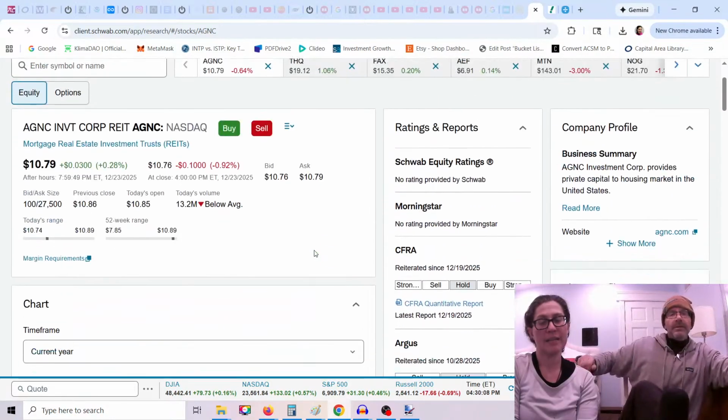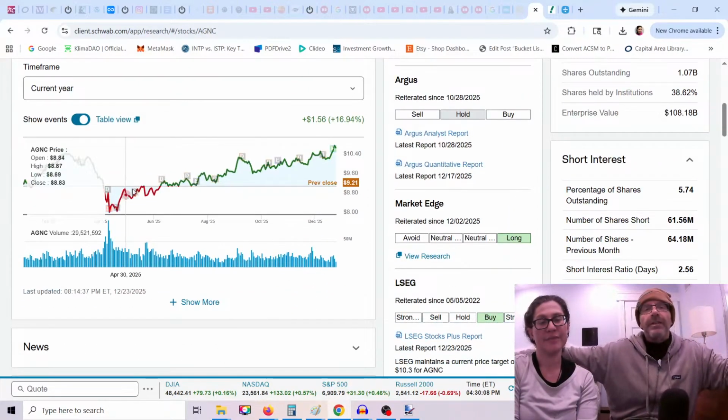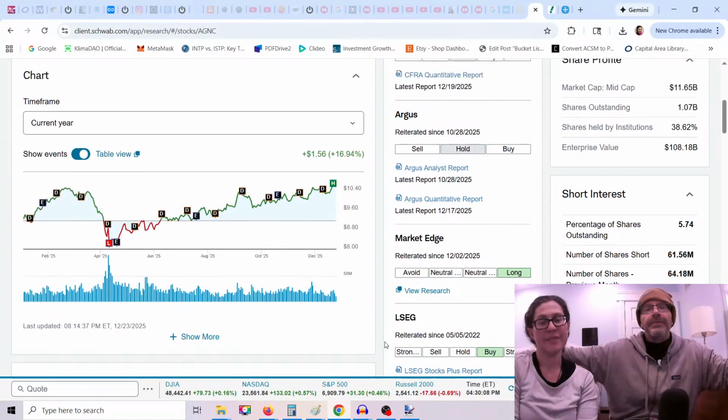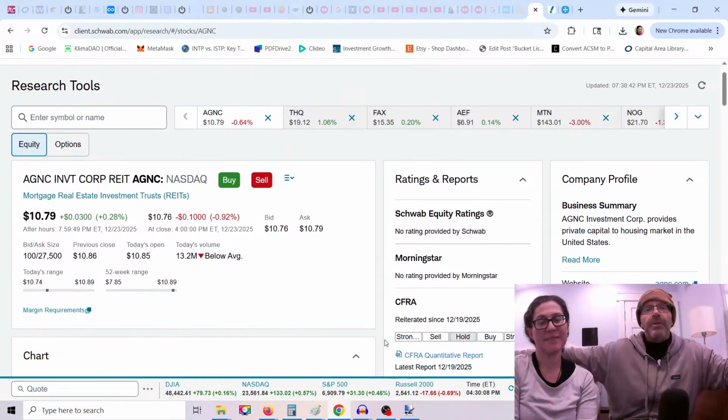How the hell did that get hit? Look at that chart. That chart's pretty sick. I told you, M-REITs, man. M-REITs for 2026.